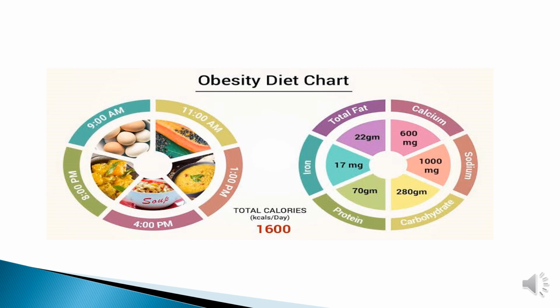The timing will be 9, 11, 1, 4 and 8, and total fat we should consume is 22 grams per day. Calcium 600 milligrams per day. Sodium 1000 milligrams per day. And carbohydrate 280 grams per day. And protein 70 grams per day, and iron 17 milligrams per day. So totally, 1600 kilocalories per day is what we should consume for a diet to control obesity.